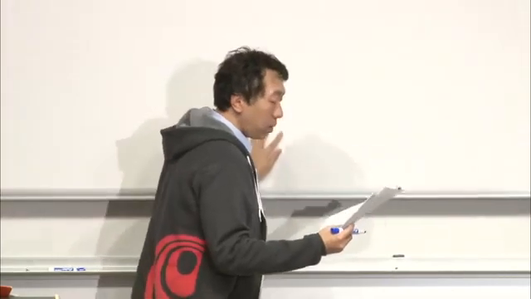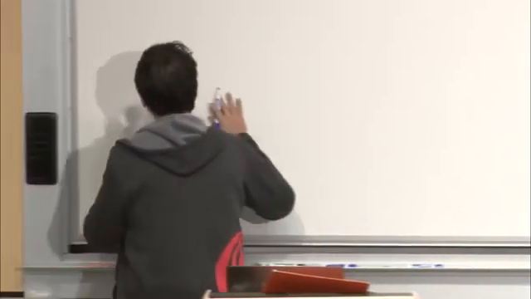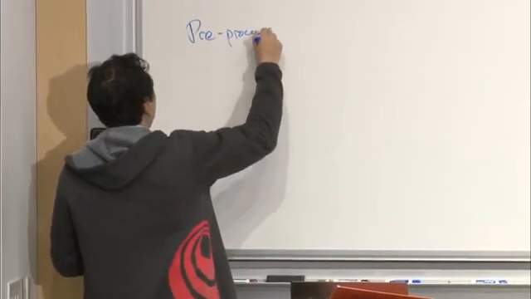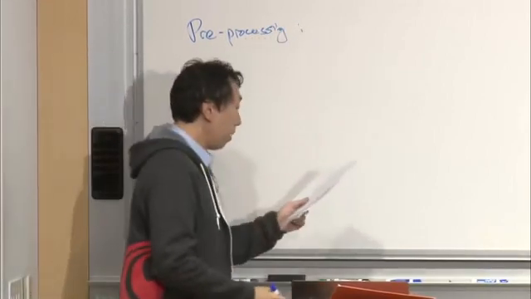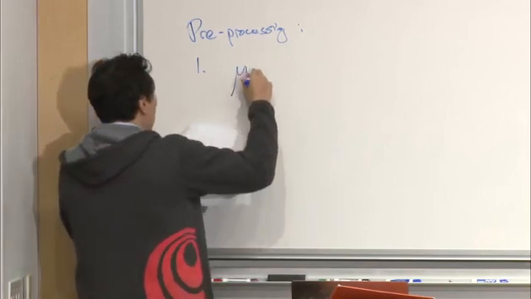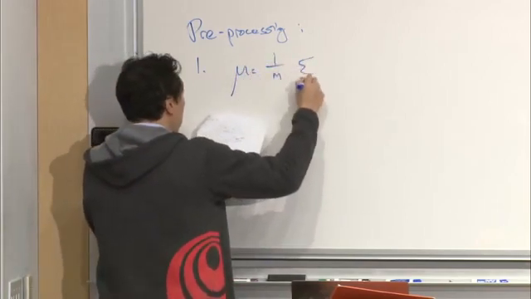So let's talk about how you would actually implement something to reduce the dimension of the data. Before running PCA, common pre-processing is to zero out the mean and standard deviation.